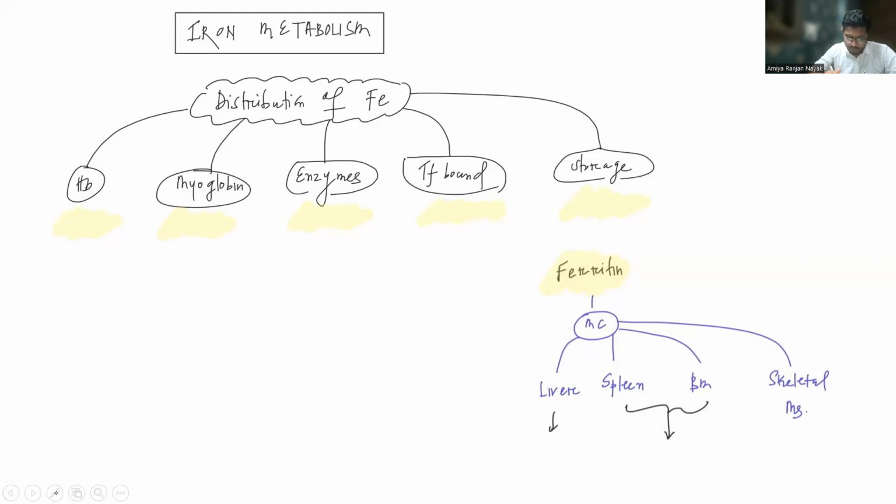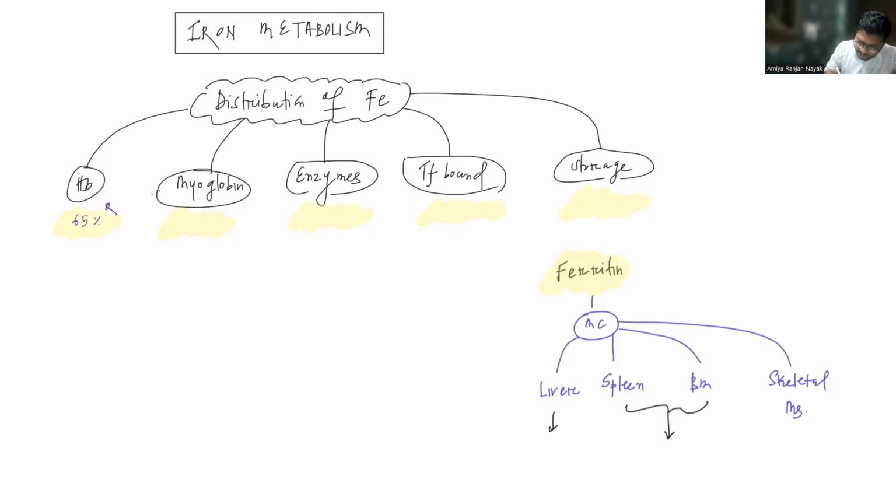Iron in our body is predominantly present inside the hemoglobin. Hemoglobin is nothing but heme plus globin, as we have discussed previously, and heme is protoporphyrin plus the iron molecule. Around 65% of our iron is present inside the hemoglobin. So that is the most abundant form.